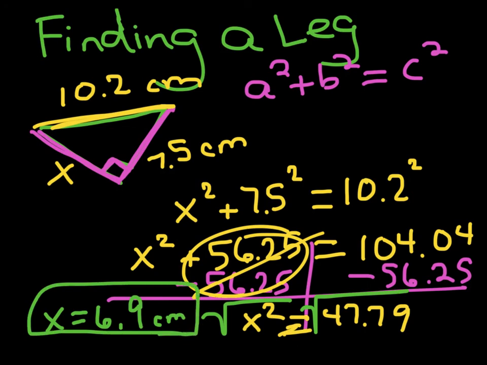So basically, if you're missing one of the legs, that's one of the two sides that make up the right angle, you're going to end up subtracting after you square the numbers. Okay, so square them, subtract them, then the last step is always to take the square root.